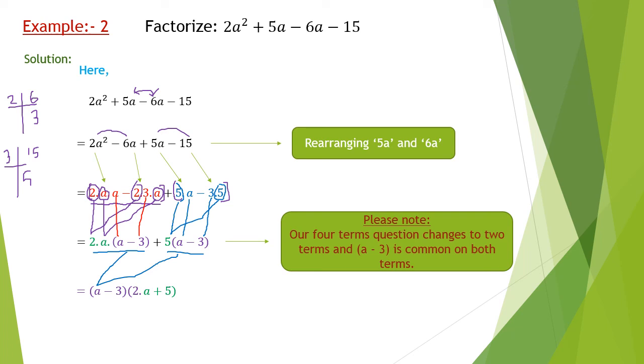A minus 3 is common, and the remaining 2a you can see written here, and plus 5 is also remaining, it's written here. So this concludes our answer, isn't it? That's our answer. You can write it in a finer way also: a minus 3, without the dot sign, 2a plus 5. Now let's move forward.